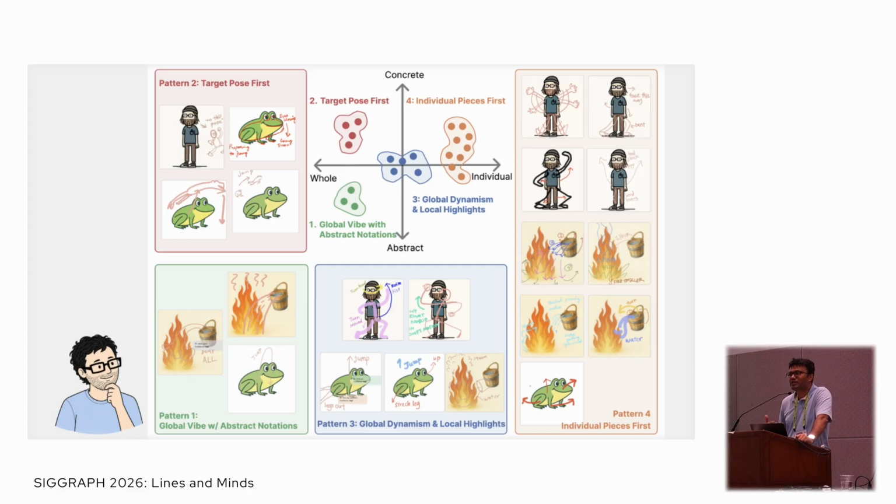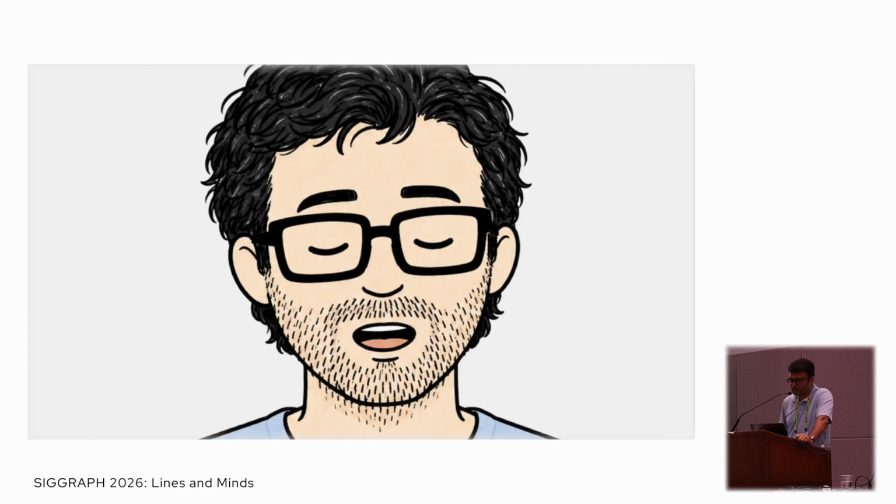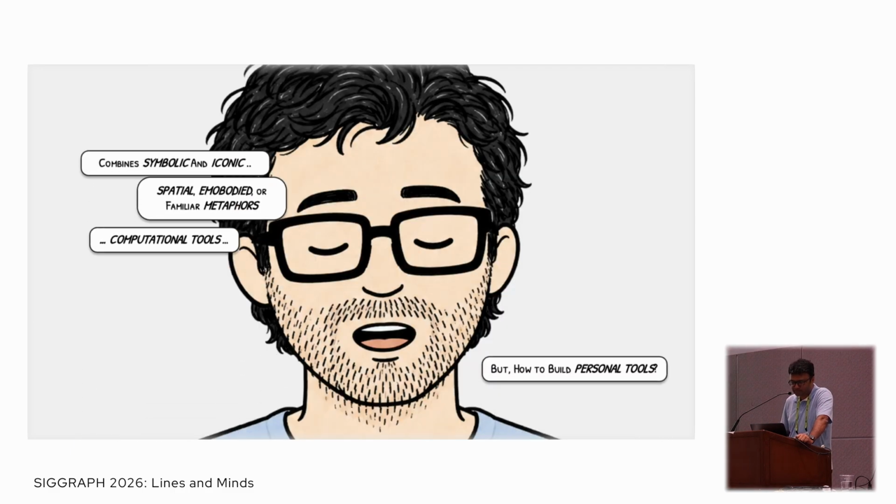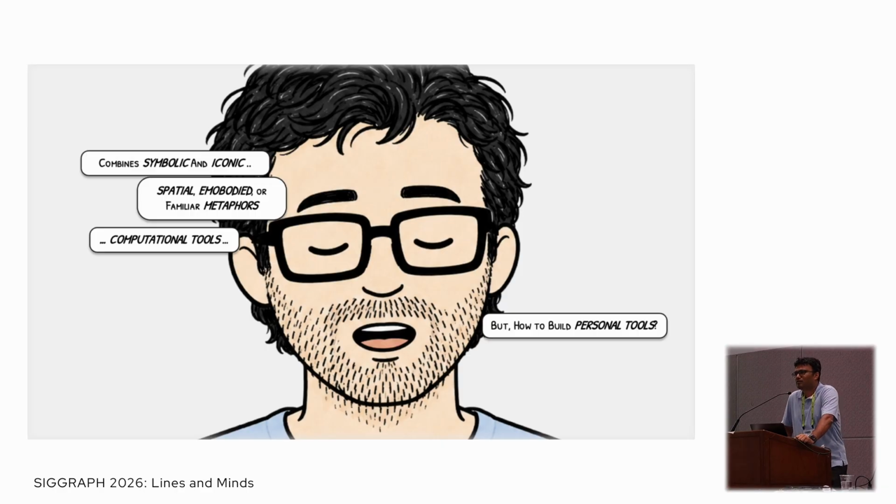So it's the flexibility of interacting with computers, with notations that are user-defined and contextual, but at the same time, these notations are turned into computational tools that we can interact with. Now, we have talked about notations, we have talked about notational thinking, which is a way of thinking combining symbolic and iconic representations, which leverage metaphors and embodied cognition, turning them into computational tools.